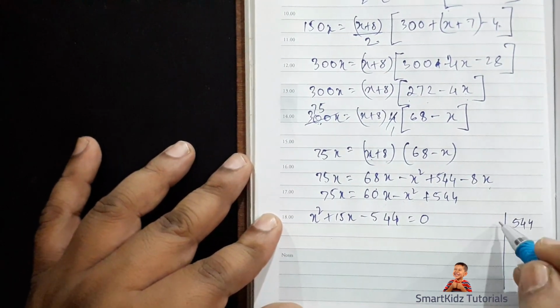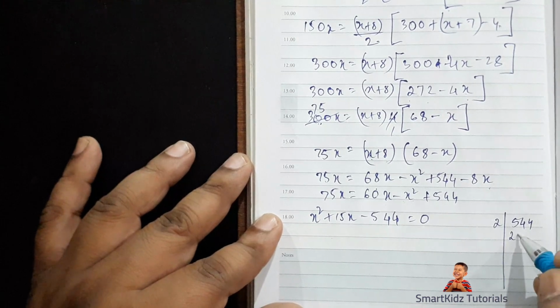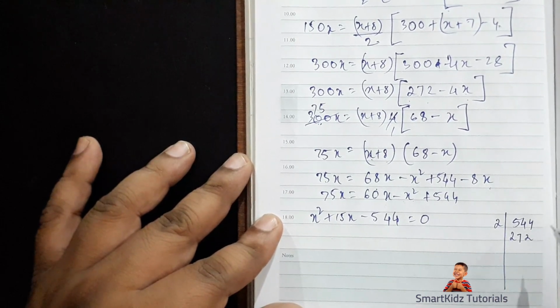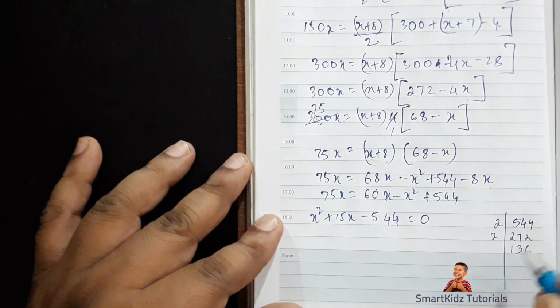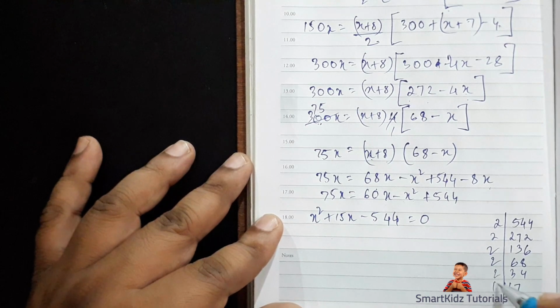544, so that's 2 2s are 4, 2 7s are 14, 2 2s are 4, 2 1s are 2, 2 3s are 6, 2 6s are 12, 2 6s are 12, 2 8s are 16, 2 3s are 6, 2 4s are 8, 2 into 17 and 17 into 1.